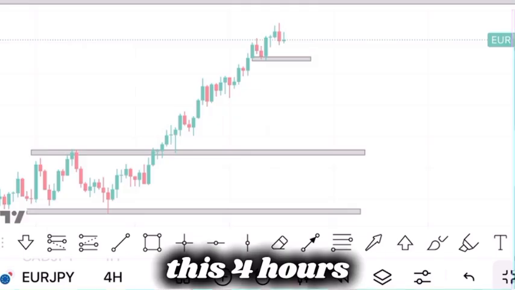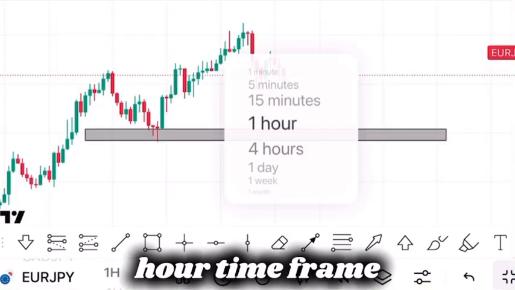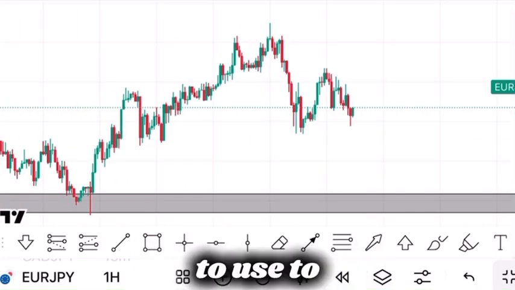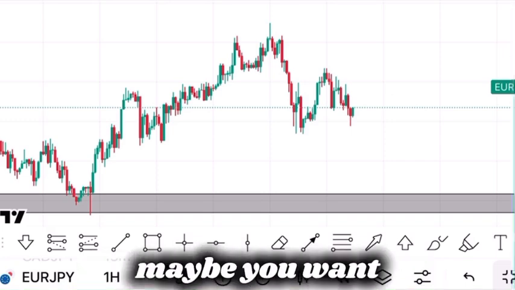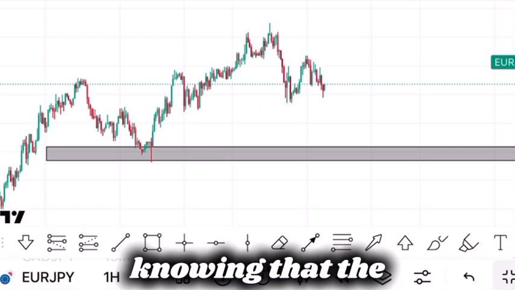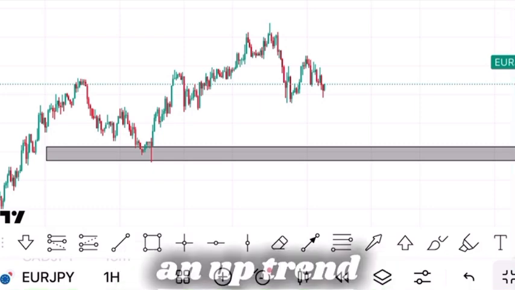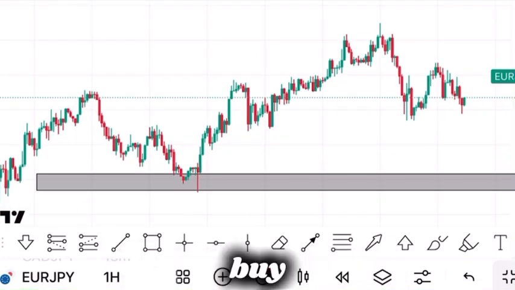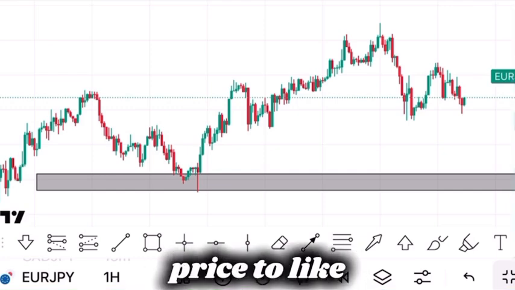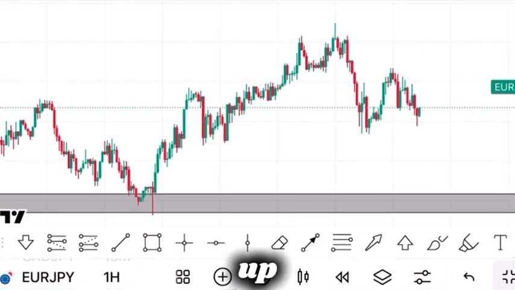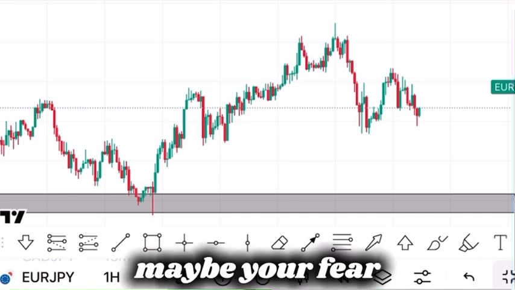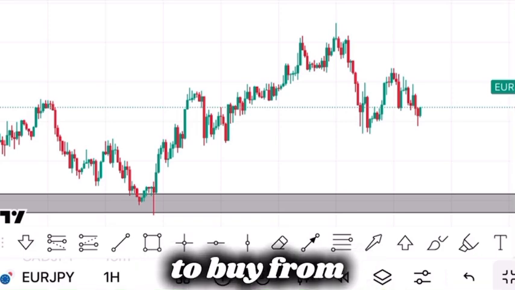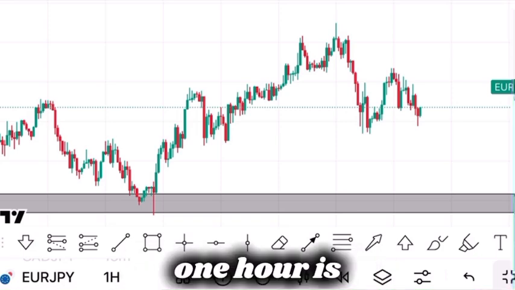So now after this 4 hours time frame, this is when we scale down to the 1 hour time frame. It is this 1 hour time frame that we use to mark out our zones, the zones that we want to use to take trades. Probably any strategy that you use, maybe you want to mark out your supply and demand, knowing that the trend is in an uptrend. Then you come to the 1 hour time frame and, based on the fact that you want to buy, you can mark out your support zone that will help support price and bounce price back up. Or you mark out your demand zones, maybe your fair value gaps, any strategy that you use, your order blocks that will help you buy, a zone that you want to buy from. That's where you mark out your zone. 1 hour is for zones.